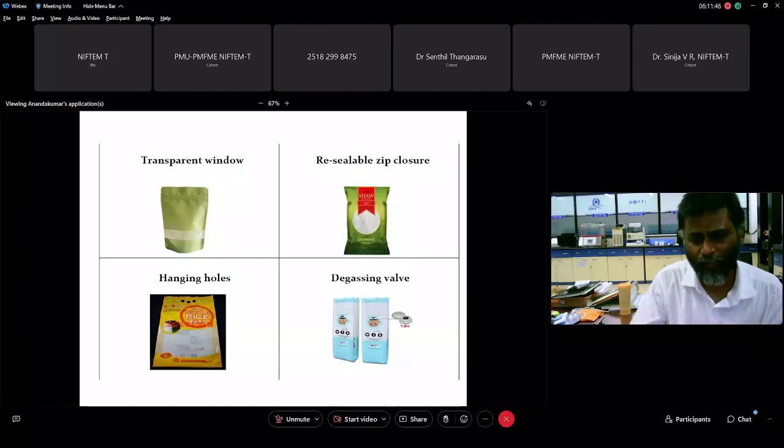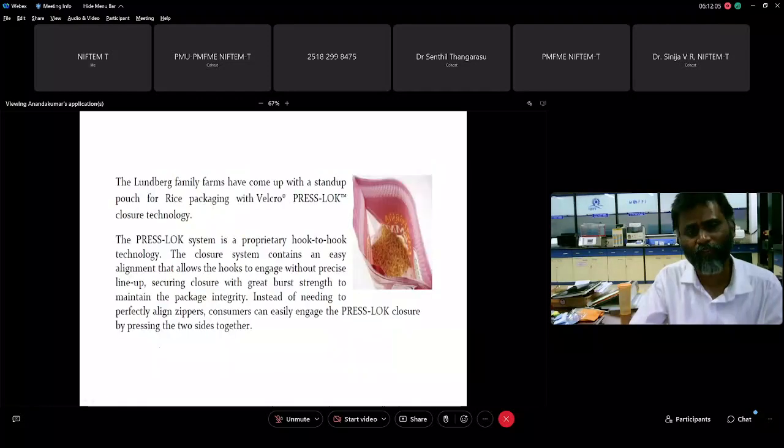So like the degassing valves, new packaging systems are also coming nowadays. A degassing valve costs about 1 rupee or 1 rupee 50 paise. These are things which will be added into the packaging material, so then you can control the gas level inside the packaging material also.